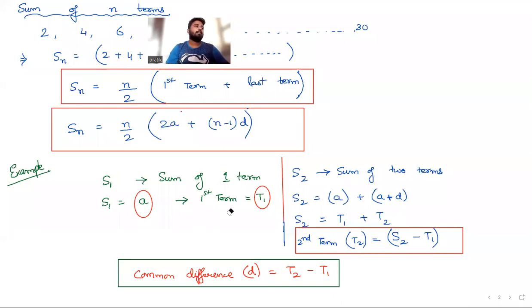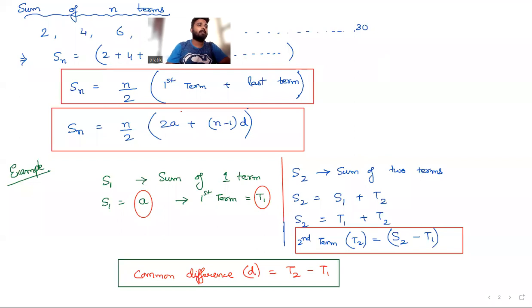So as I was telling, here we have S1 and S2. So what do you get when subtracting? See, basically, what is S2? S2 is nothing but the sum of two terms. Since you didn't get it, I'll erase this part and make you understand. S2 is basically S1 plus T2, and S1 is T1 itself. So when you subtract two consecutive sums, you get the term itself.